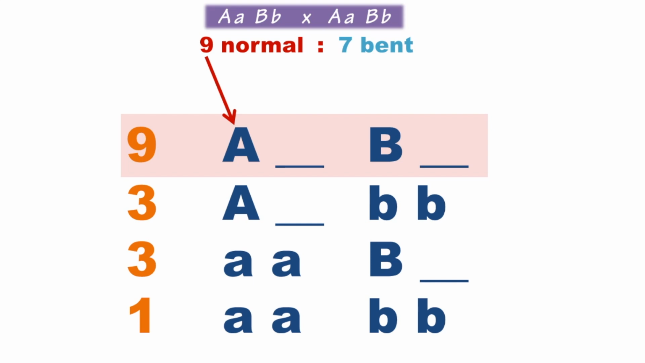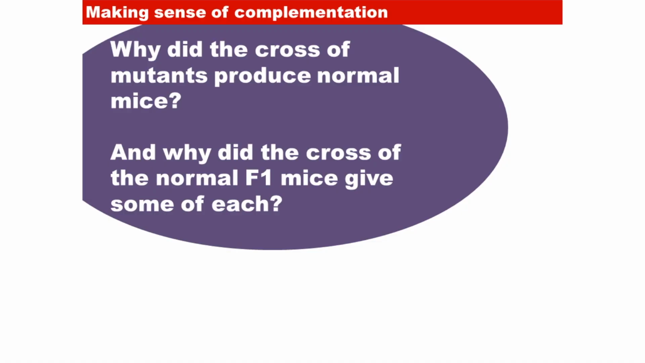On the other hand, in the 3, 3, and 1, the common thing in each of those is that for at least one of the genes, they're homozygous recessive. And when that's the case, you end up with the bent ear phenotype. So that's how we see it. We can propose a biochemical hypothesis for this. We could ask the question, why did we get these normal mice from the cross of the mutants? Why did the cross of the F1s give us some of each?